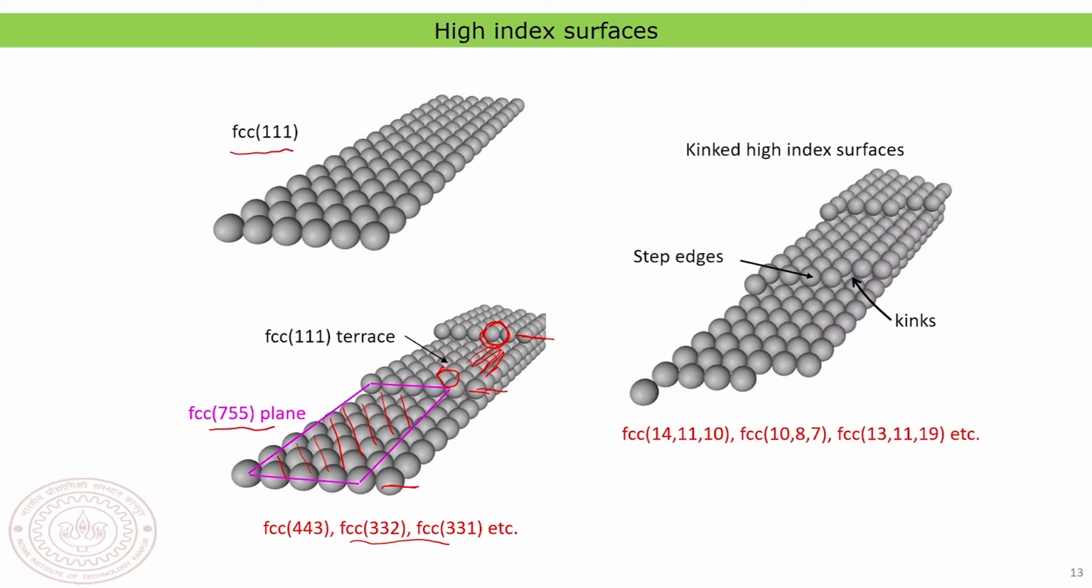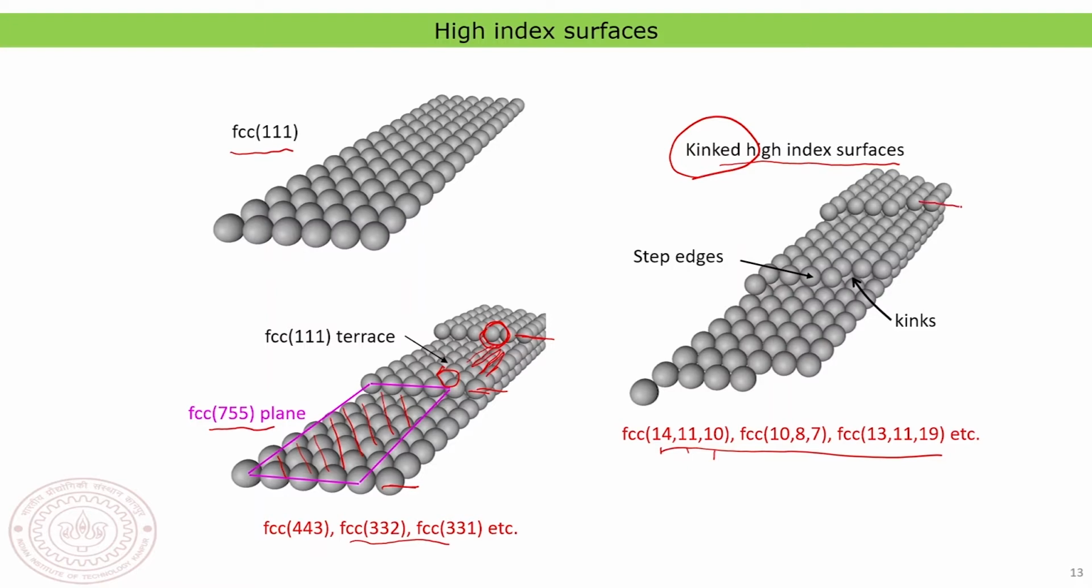So now let us have a few more interesting examples. These are high index surfaces that not only have step edges, but also have kinks. Here please note that the index is now very large. It is 14, 11 and 10, and that is the reason why in this notation we have used commas to separate the Miller indices. That is common when you get a 2-digit number. So now you have these high index surfaces with kinks.